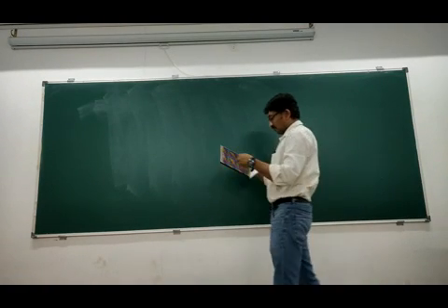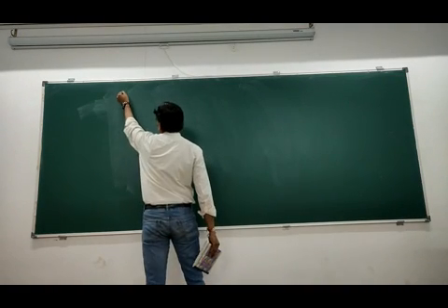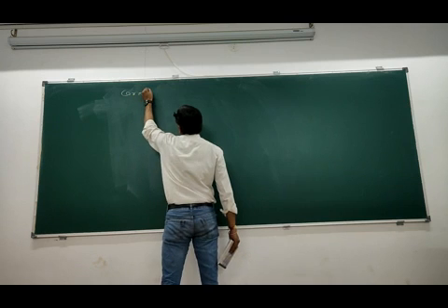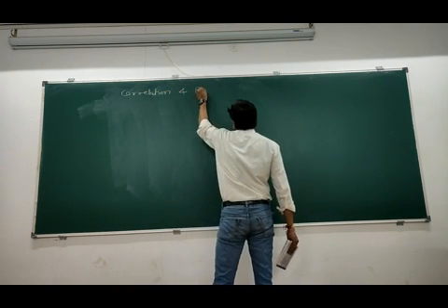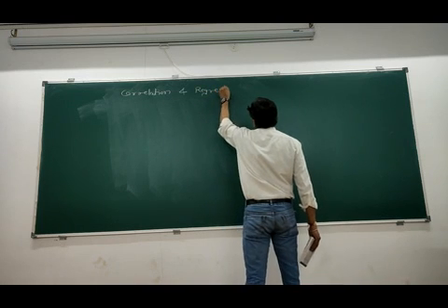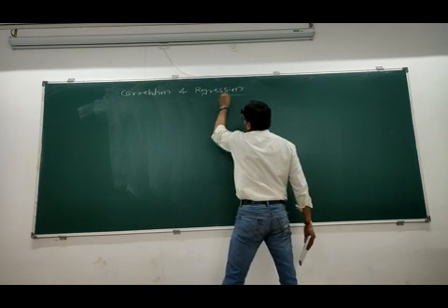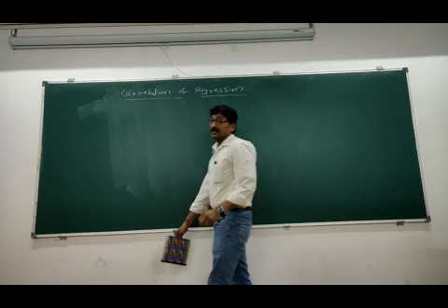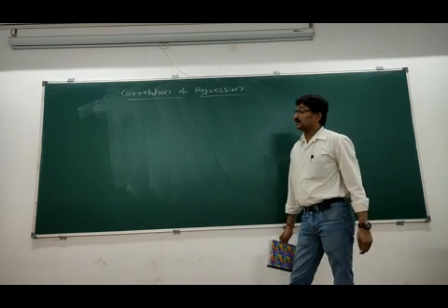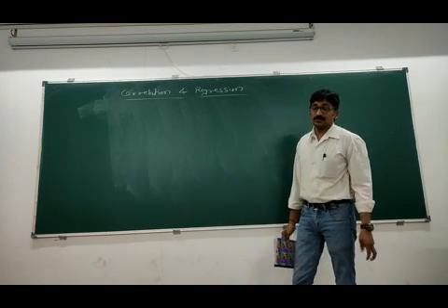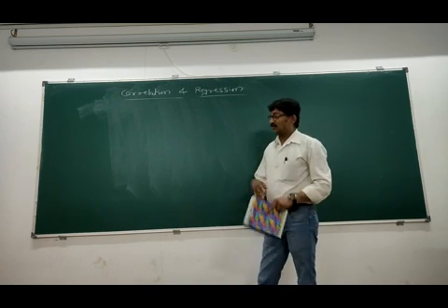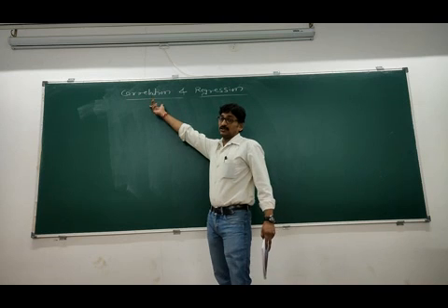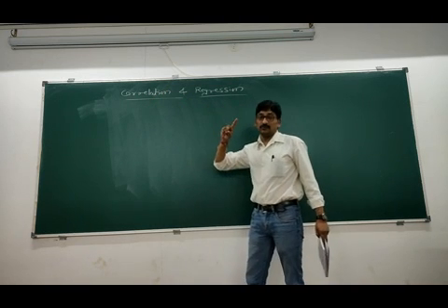Come to the third module. The third module is related to correlation and regression. In this there are two different topics. One is correlation, another one is regression. But regression depends upon correlation. They are included in one module.